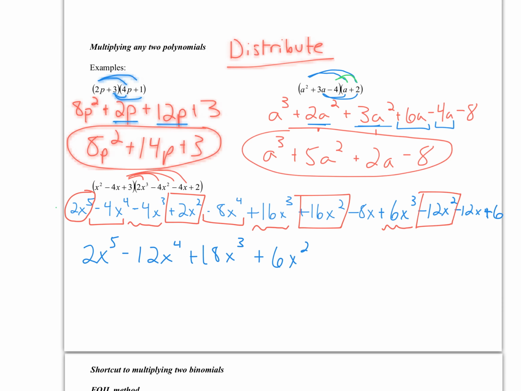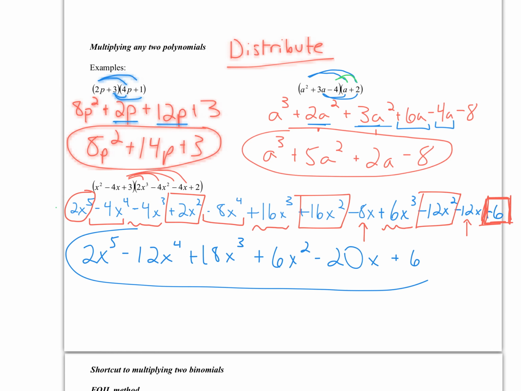A few x's, there's one, so negative 8, negative 12, minus 20x. And lastly, there's just a 6 all by itself right here. So plus 6. And we're good. Quite a long polynomial there. 5th degree, right? 5th degree polynomial.